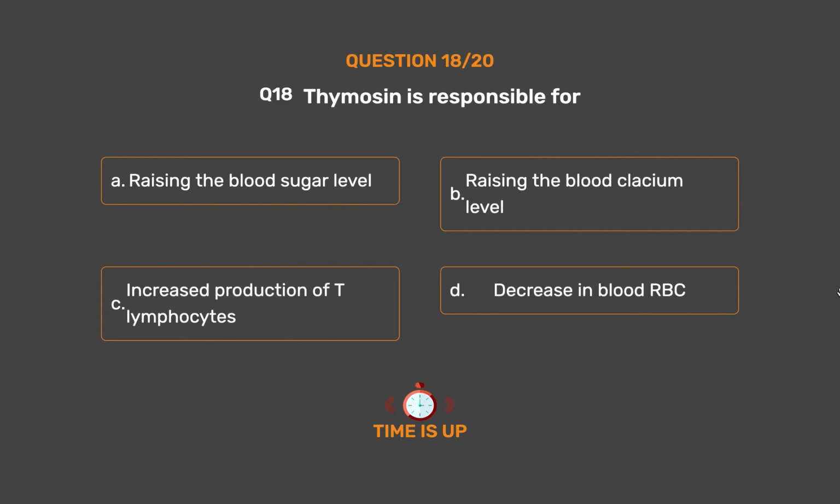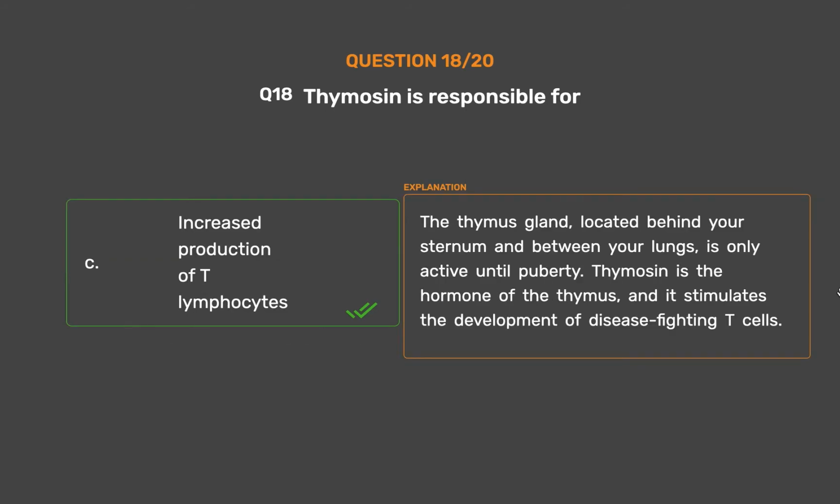The correct answer is option C, increased production of T lymphocytes. The thymus gland, located behind your sternum and between your lungs, is only active until puberty. Thymosin is the hormone of the thymus, and it stimulates the development of disease-fighting T cells.